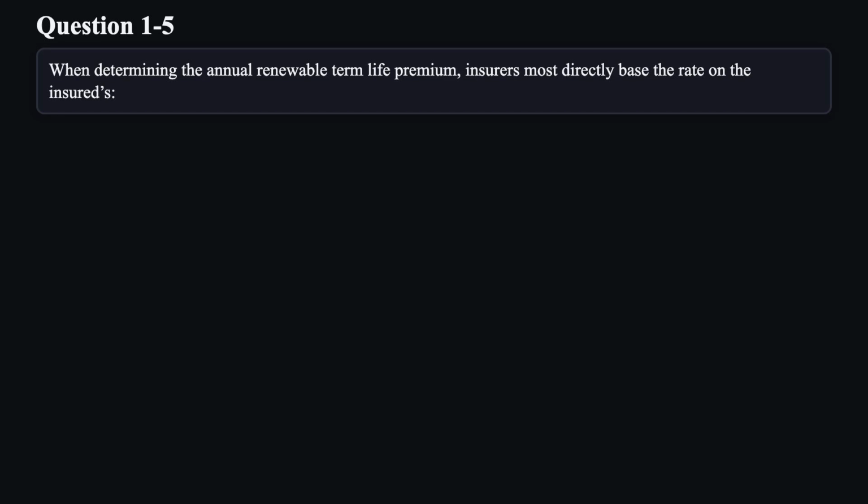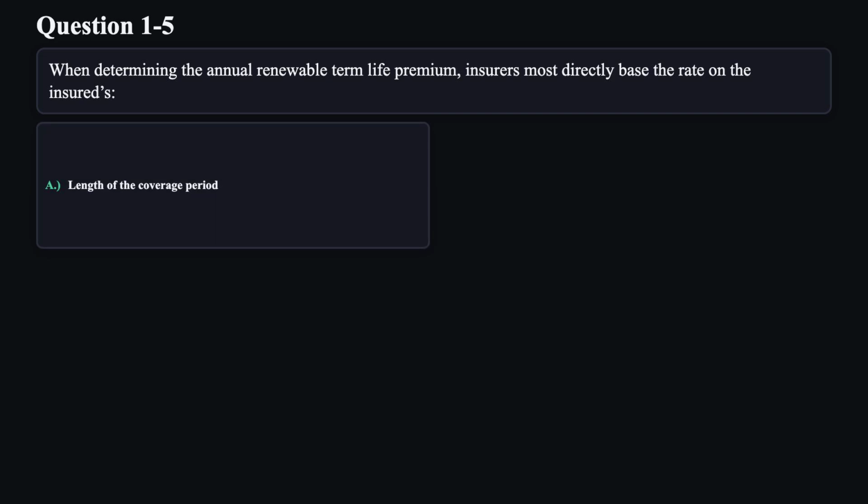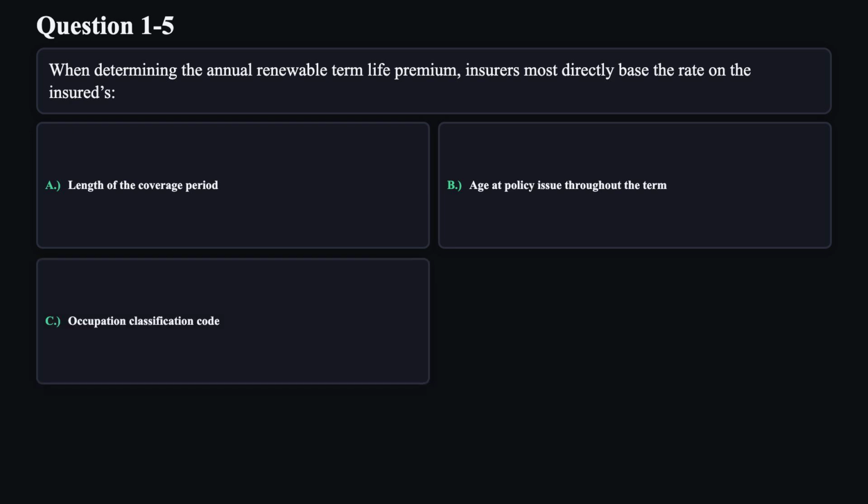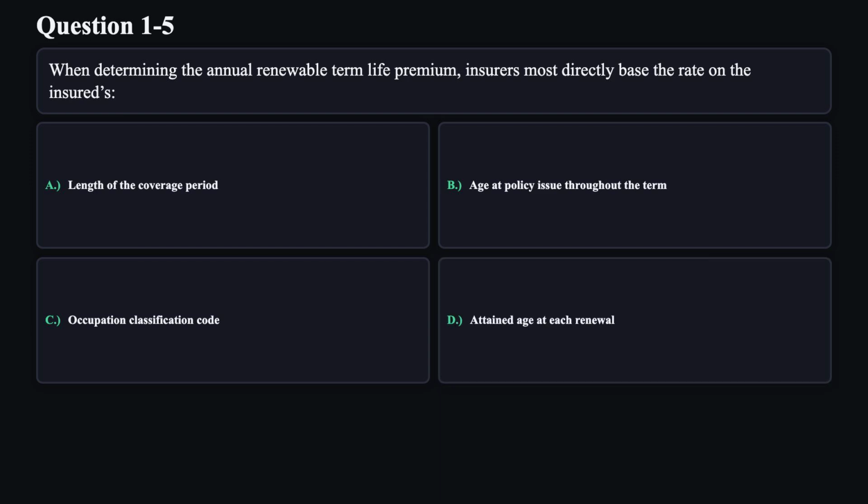Question 5. When determining the annual renewable term life premium, insurers most directly base the rate on the insured's A. Length of the coverage period. B. Age at policy issue throughout the term. C. Occupation classification code. D. Attained age at each renewal.